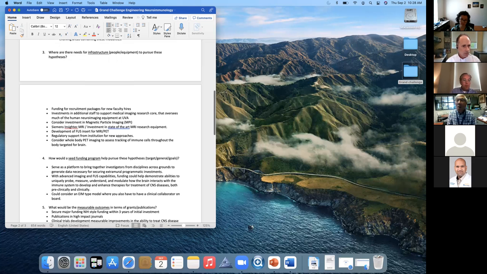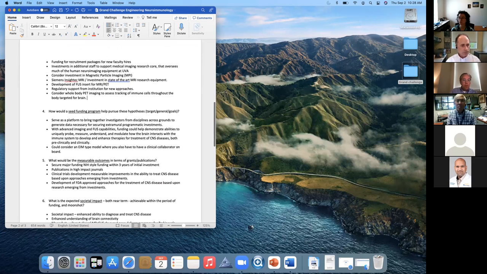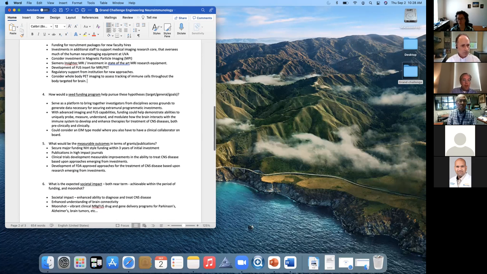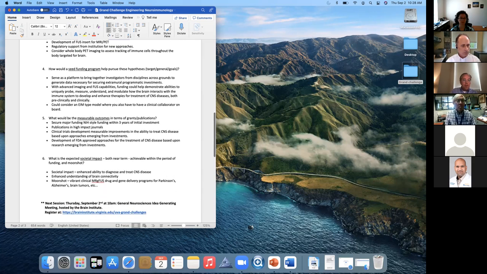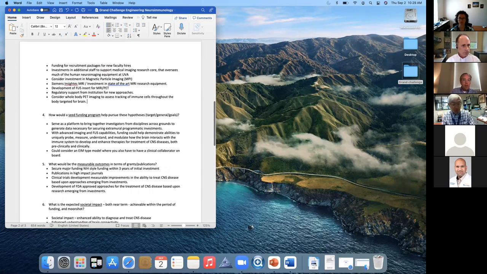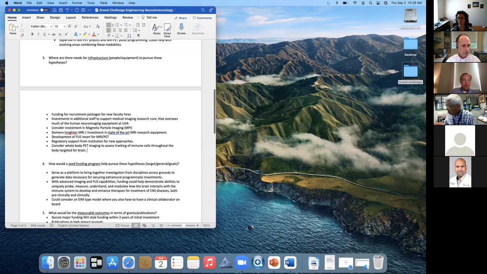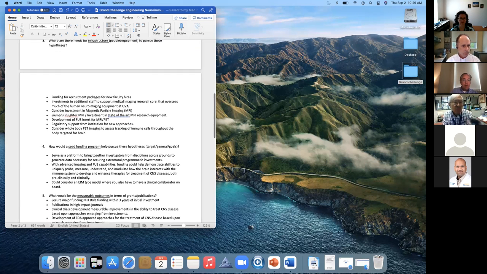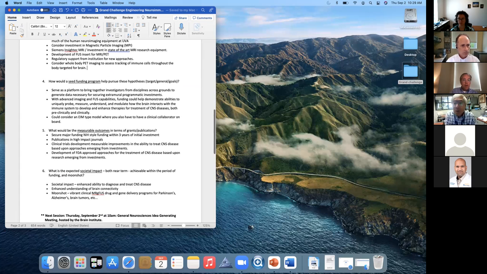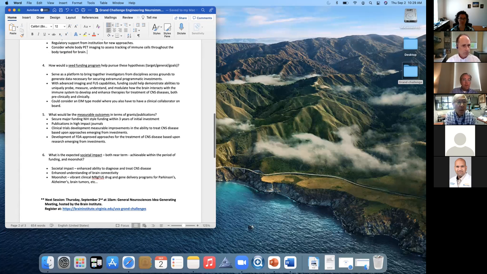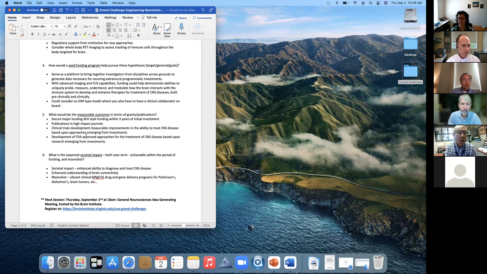All right, I really want to be able to get to the other template that we have, so we'll go ahead and just move through the last few of these, unless there are any other burning inputs on infrastructure. All right, so the last few here then, how would a seed funding help with pursuit of these goals?